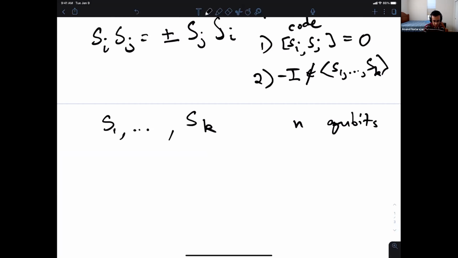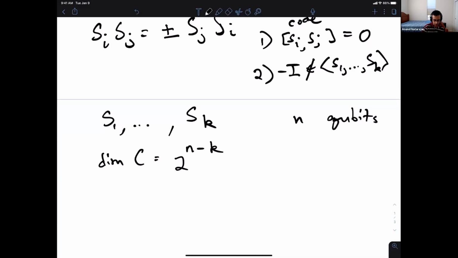It turns out that every stabilizer that you throw in will reduce the dimensionality of the space by a factor of 2. It subtracts a qubit, because very roughly speaking, half of the space is the +1 eigenspace and half is the -1 eigenspace, and you're killing off half with every stabilizer you add in. So if you have k stabilizers that are independent from each other, then the dimension of the corresponding code is 2 to the n minus k. That means you can think of this as a code with n physical qubits and n minus k logical qubits.